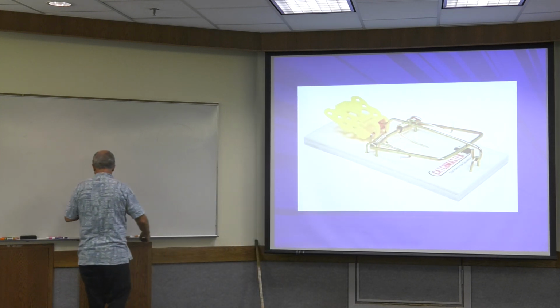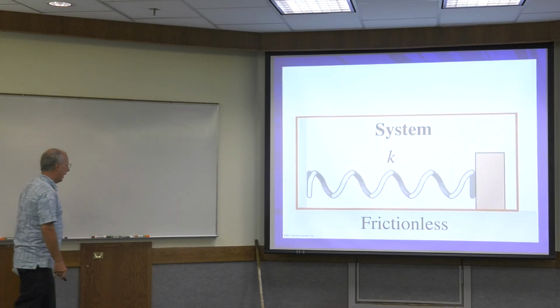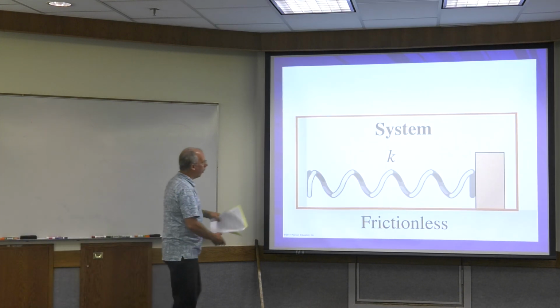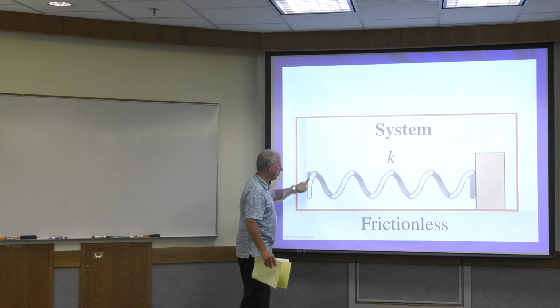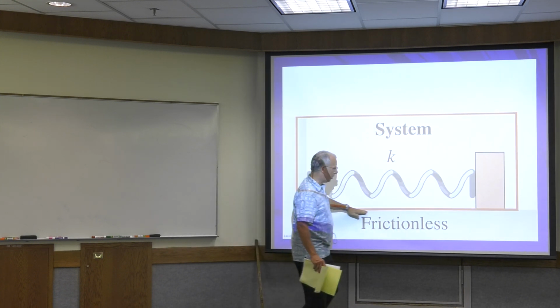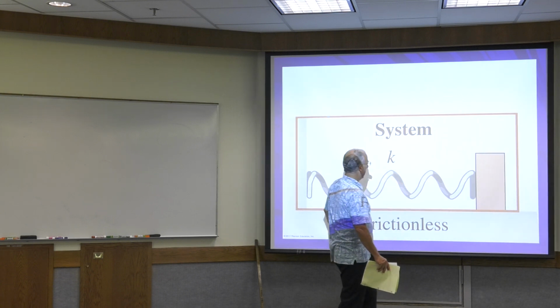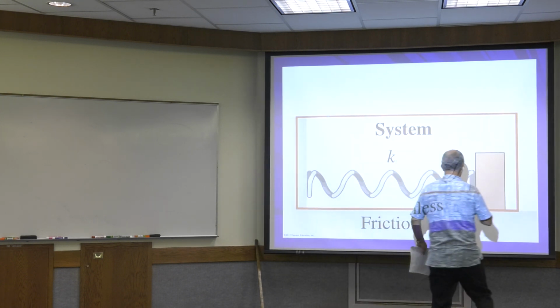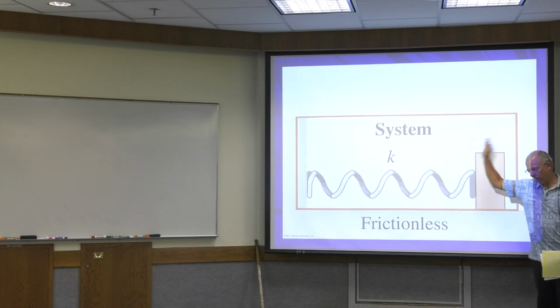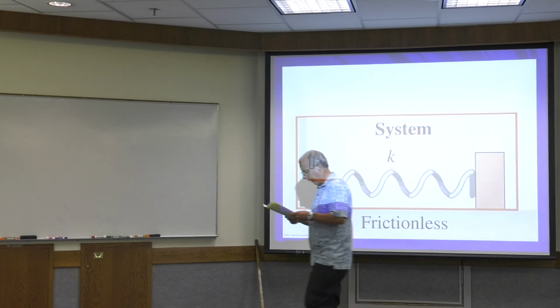Okay, so here, this is the wall. The spring is attached to the wall. This is frictionless, so you don't have to worry about that. And this is the block, which is attached to the spring. So basically we just want to pull the block or push the block or something like that.